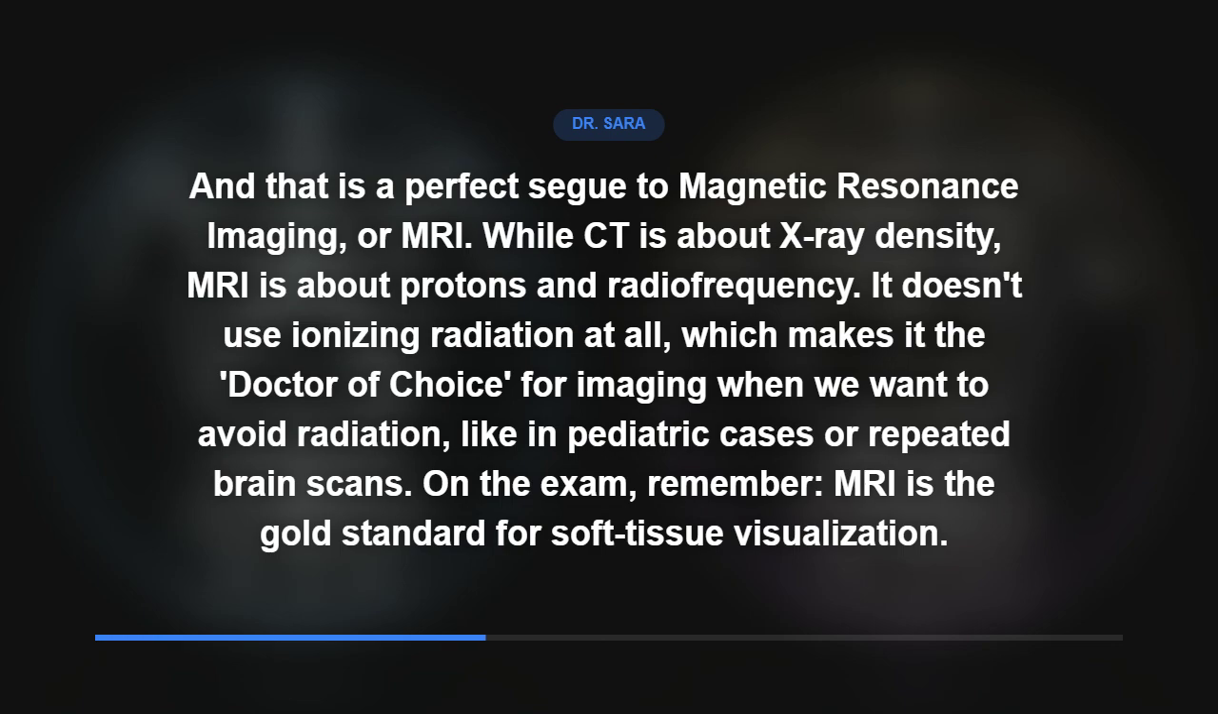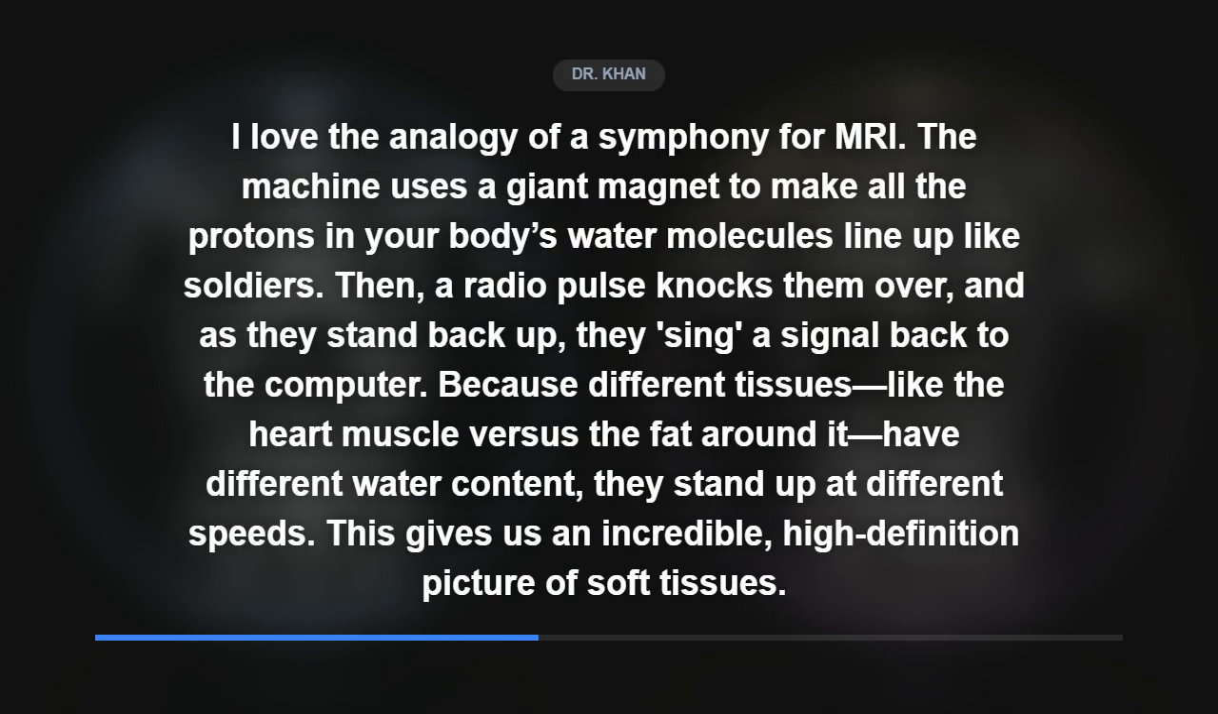And that is a perfect segue to magnetic resonance imaging, or MRI. While CT is about X-ray density, MRI is about protons and radio frequency. It doesn't use ionizing radiation at all, which makes it the doctor of choice for imaging when we want to avoid radiation, like in pediatric cases or repeated brain scans. On the exam, remember, MRI is the gold standard for soft tissue visualization.